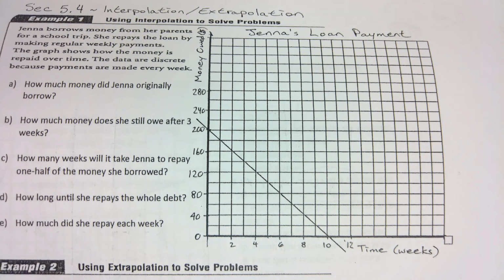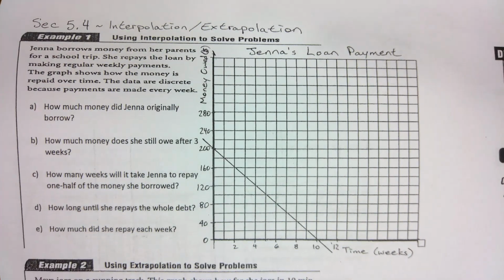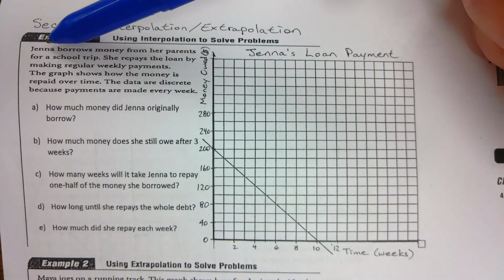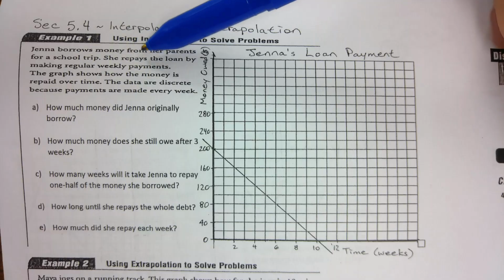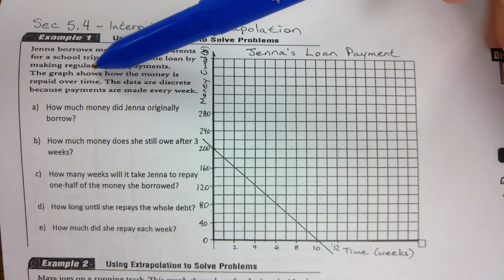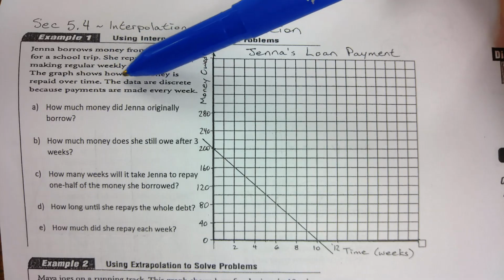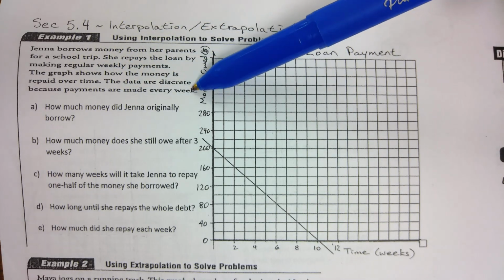Okay, so to wrap up chapter 5, this is the last section on page 19. Interpolation, extrapolation. Example 1 right here. Jenna borrows money from her parents for a school trip. She repays the loan by making regular weekly payments. The graph shows how the money is repaid over time. The data are discrete because payments are made every week.